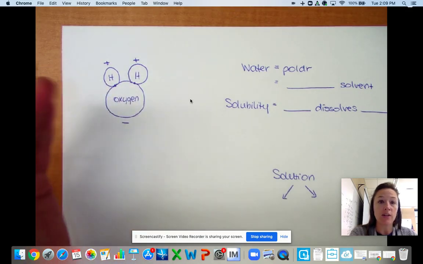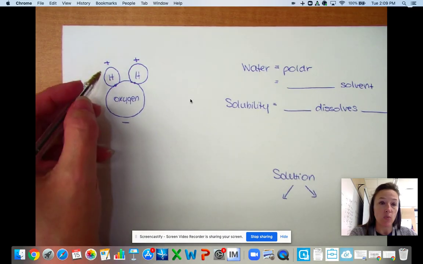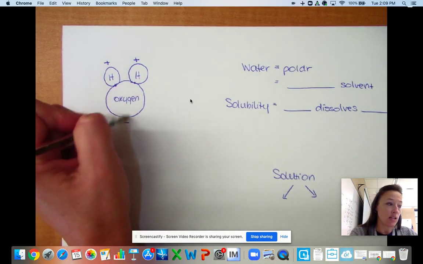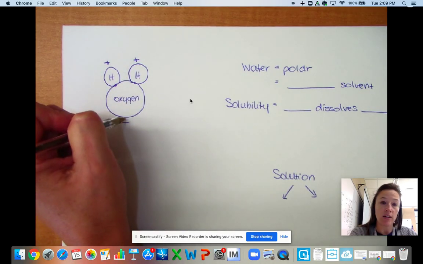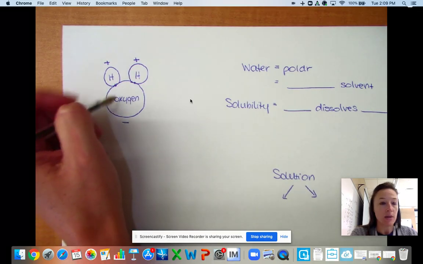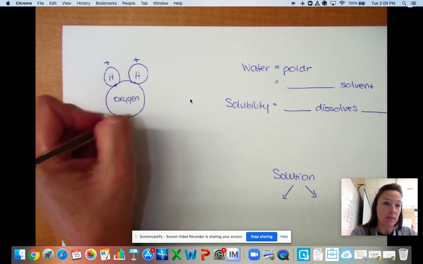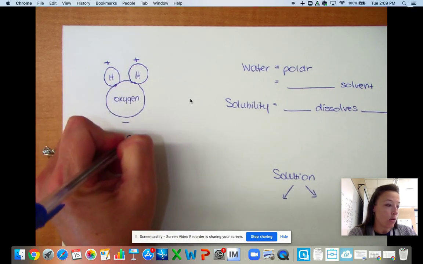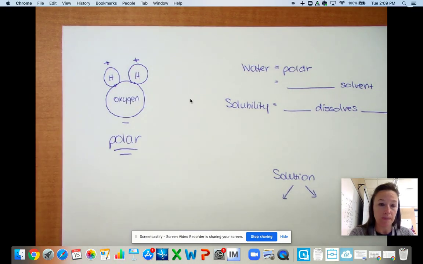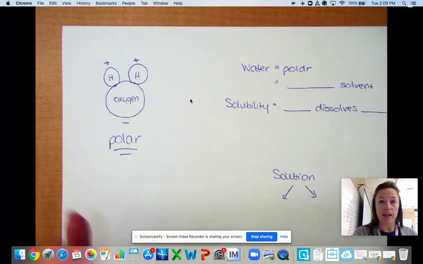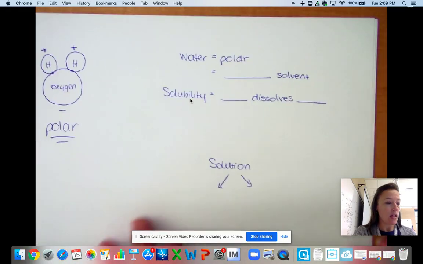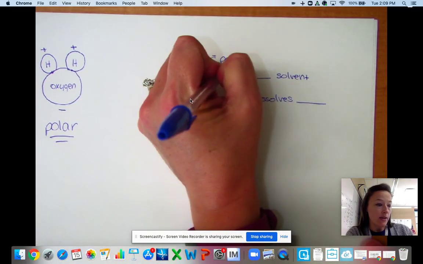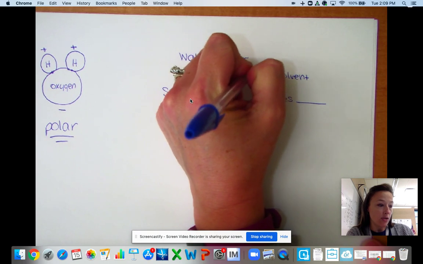If you average out every minute of the day for water, you're going to see that it tends towards this because oxygen is going to hog those electrons more than half the time. So oxygen tends to be negative more than half the time, and hydrogens tend to be positive. That means it is a polar molecule because it has poles. If it doesn't have poles, like oil, it's nonpolar. So water is polar.